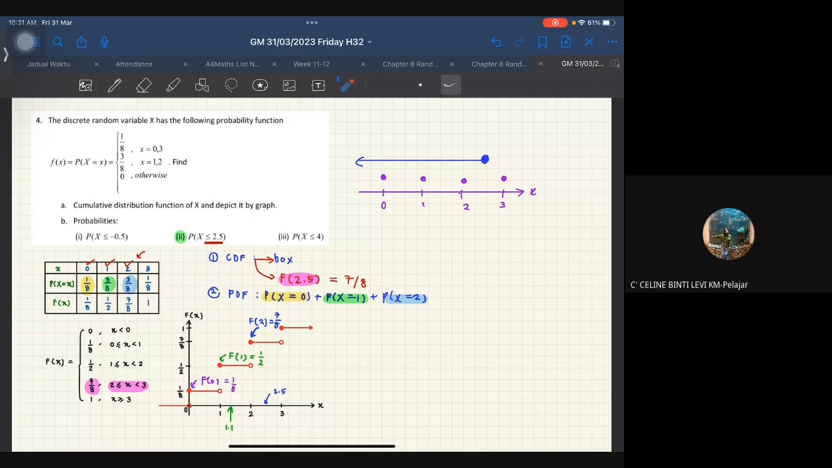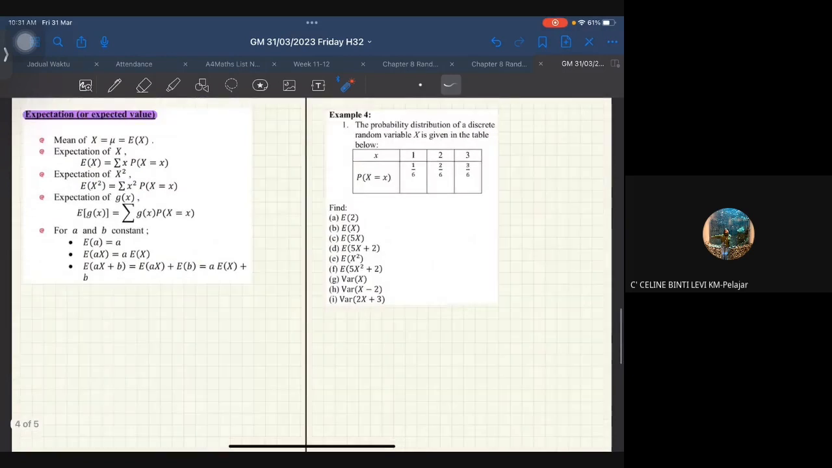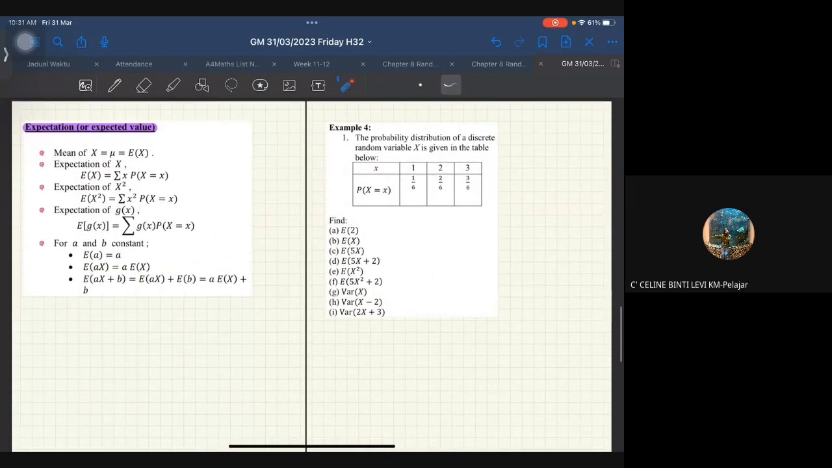Alright, so let's continue our lesson for discrete random variable. Kita nak belajar mencari expectation and also variance. Please get ready all your notes, your tab, your paper, your alat tulis and so on.